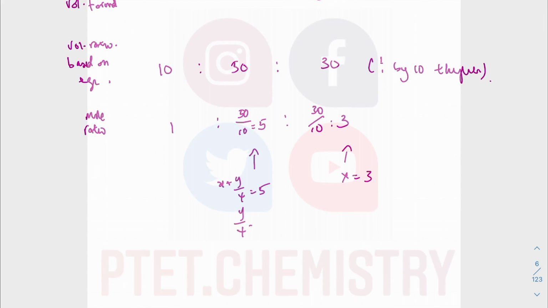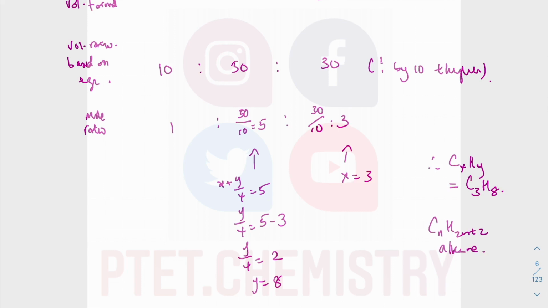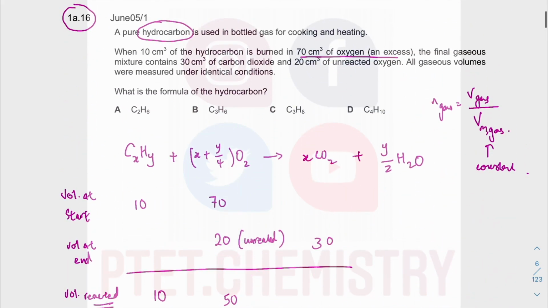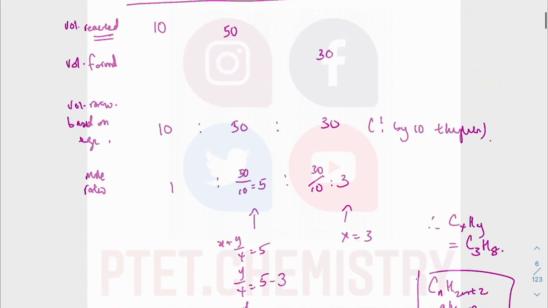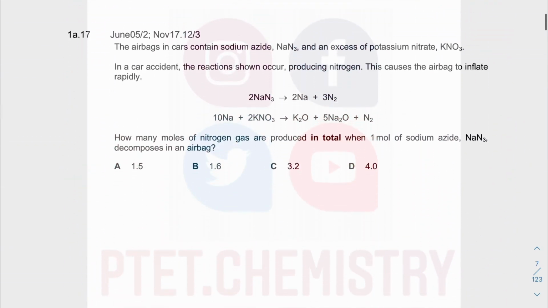So y over 4 equals 5 minus x, that's 5 minus 3. y over 4 equals 2, so y is equal to 8. Therefore, CxHy is C3H8. And you know this is a valid alkane because it fits CnH2n+2, which is the alkane general formula from your GCSE or O-level. So C3H8, there's the propane there. Okay, moving on to the next question.